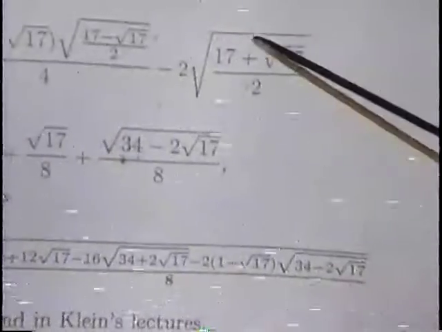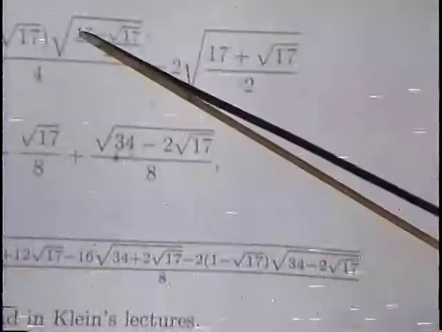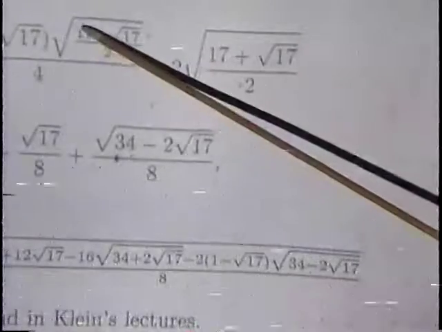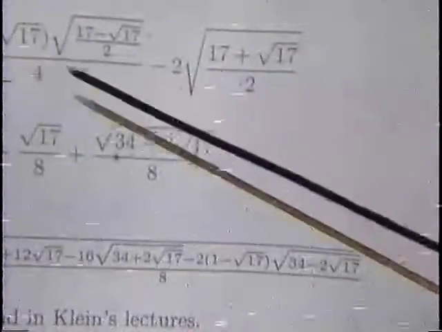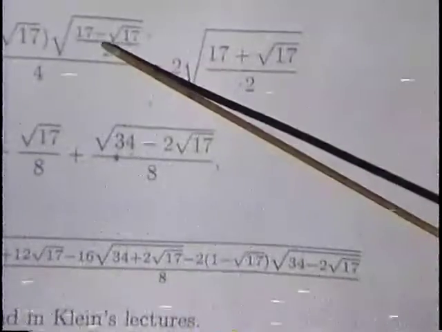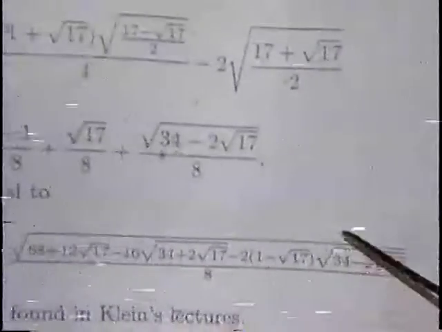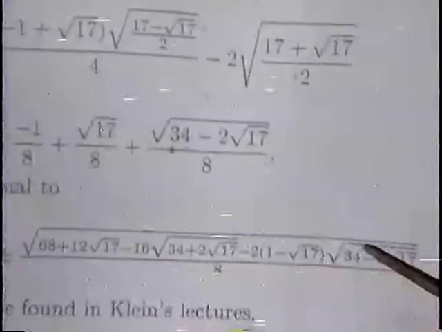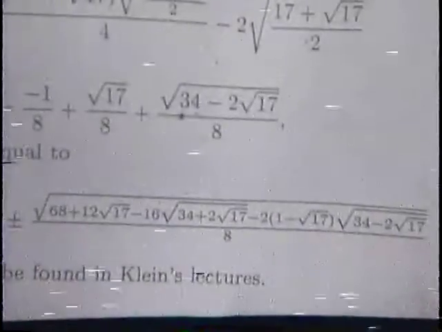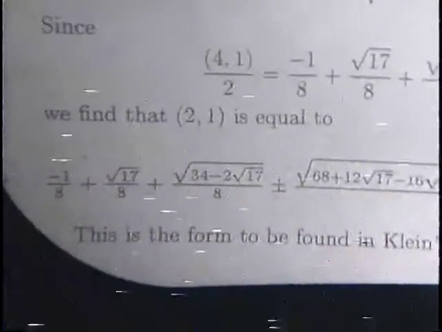I fiddle with the 2s in exactly the same way to make it come out to be that. This is 2 times, so the 2 here, which is 2 times. So I put a 2 here, it makes that 4, so I can bring it out as a 2. And I get 2 times 17, which is 34, minus 2 times square root of 17, which is here. So this is the penultimate step. I have 1, 2, 3 composed square roots. And this is the form that Klein gives.